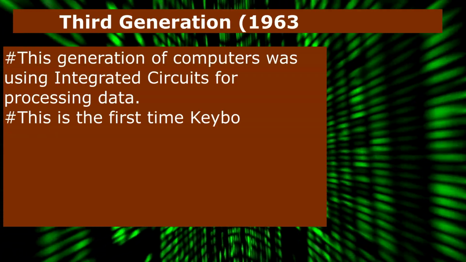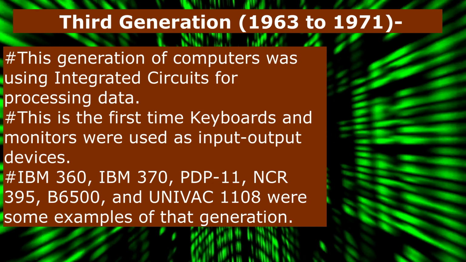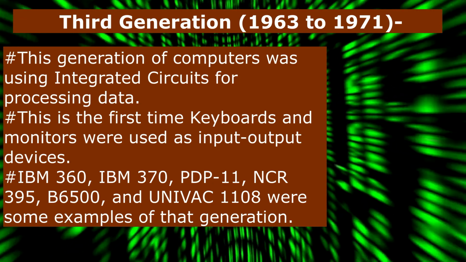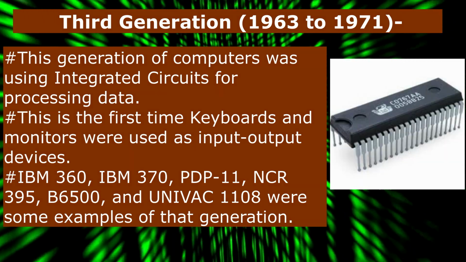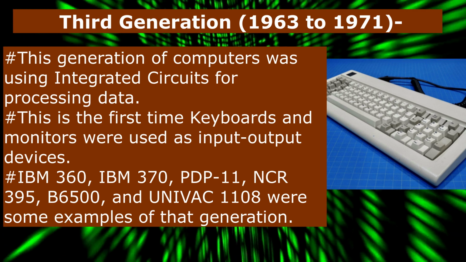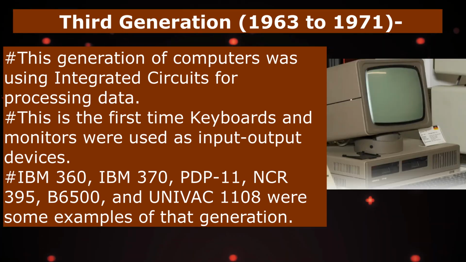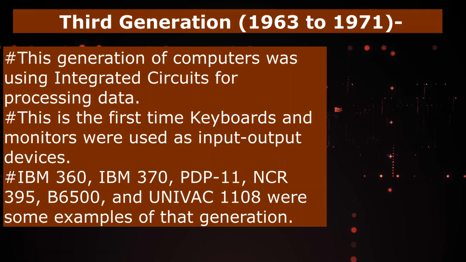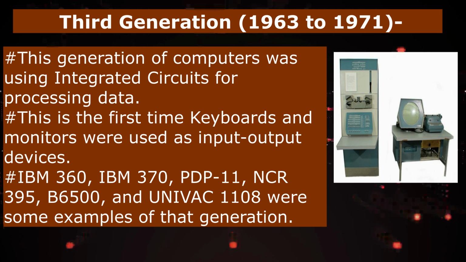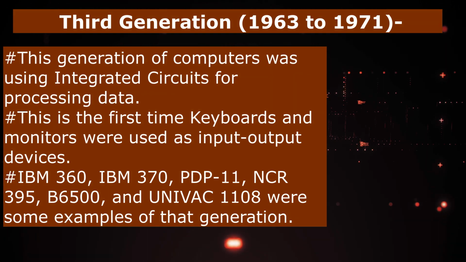Third generation, 1963 to 1971. This generation of computers used integrated circuits for processing data. This was the first time keyboards and monitors were used as input-output devices. Calculation time was faster than in other generations, and the computers were small enough to use easily. IBM 360, IBM 370, PDP-11, NCR 395, B6500 and UNIVAC 1108 were some examples of that generation.